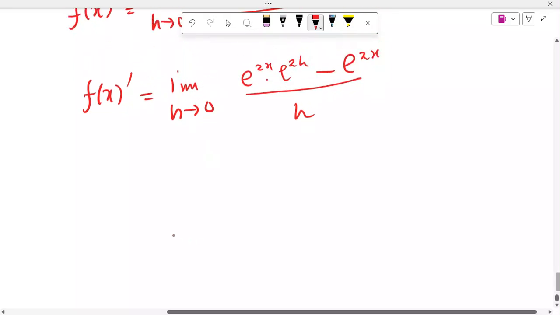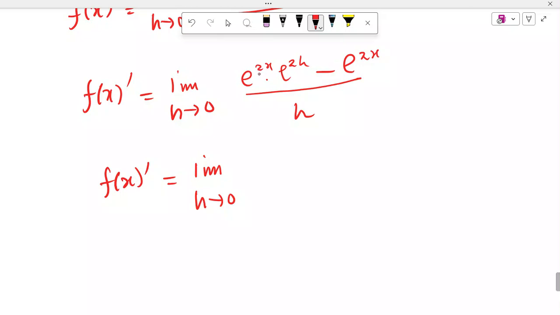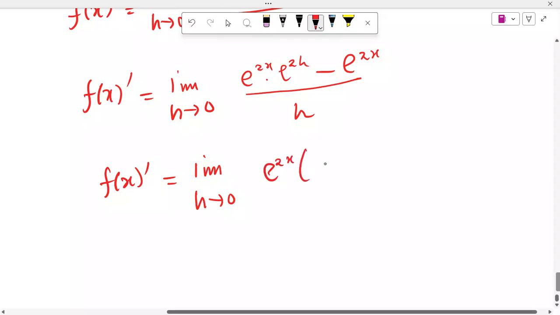Okay. So now let's continue. So we have f prime of x equal to the limit as h approaches 0. So we can factor out here. That was the whole point of us doing everything we were doing to write this. We were supposed to factor out this. So we can factor out e to the power 2x. So inside you have e to the power 2h minus 1 over h.